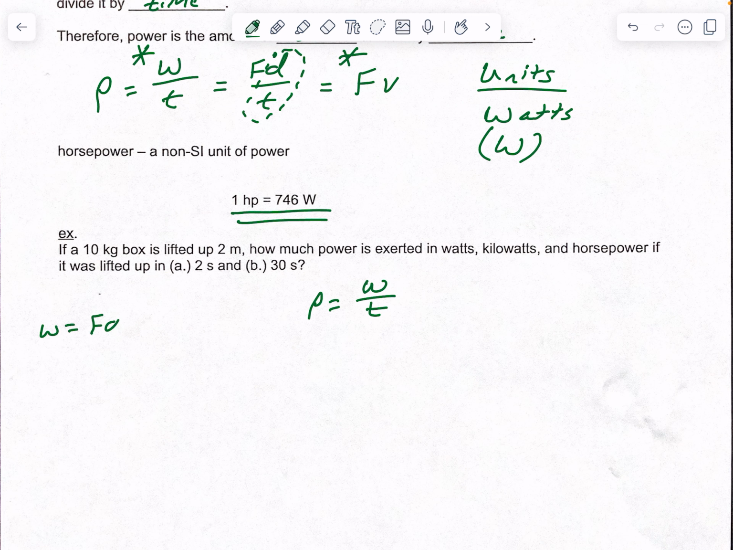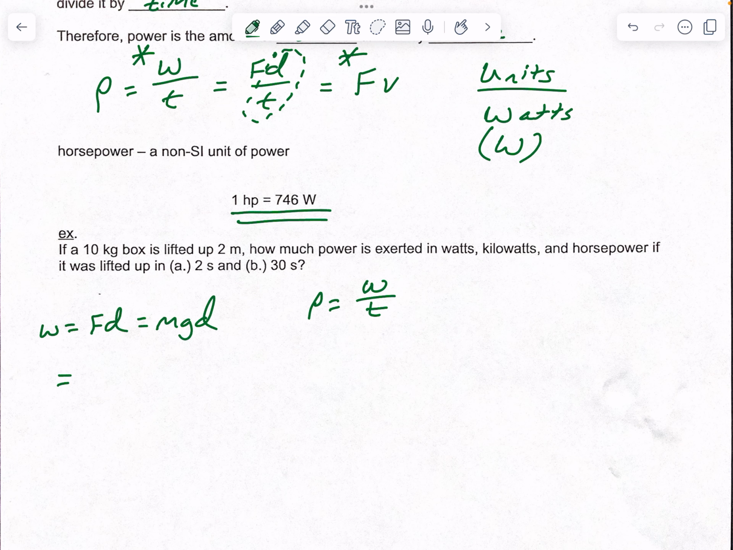Work equals force times distance. I have a distance of 2 meters. 10 kilograms is not a force. That's just mass. But weight is a force, and if you're lifting something up, gravity is a factor. So force is the same thing as saying mass times gravity, times distance. So that is your work when you're lifting something up.